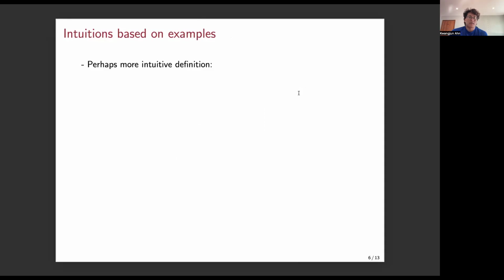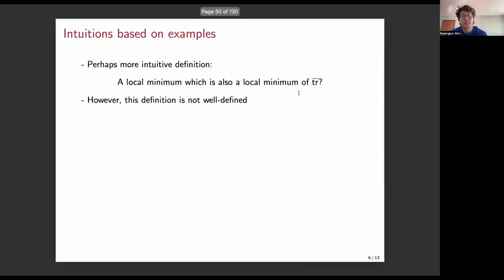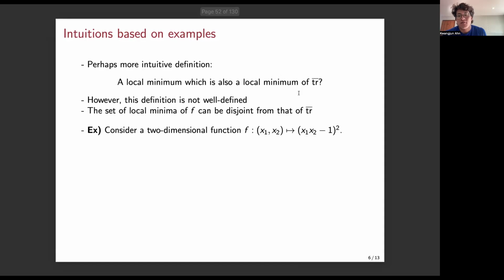Before that, some of you might think maybe a more intuitive definition here is to consider a local minimum which is also a local minimum of the normalized trace. But this definition is not quite well defined because the set of local minima of the training loss can be disjoint from that of the normalized trace. Okay, let me give you one example. Consider this very simple non-convex two-dimensional function that maps x1, x2 to x1 times (x2 minus 1) squared.